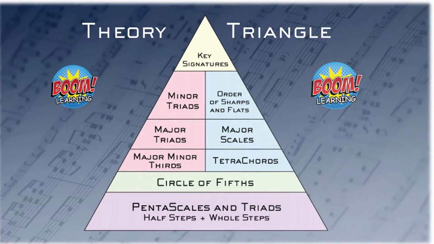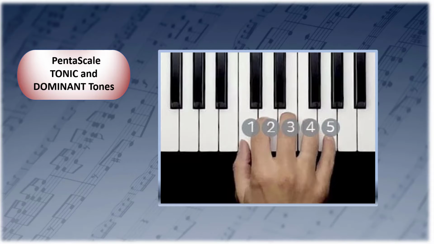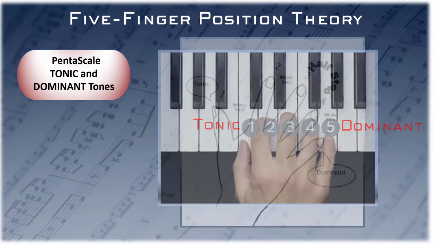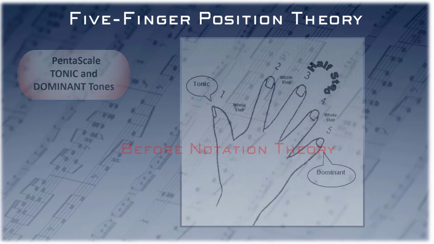What can be taught within the structure of 5 fingers and 5 notes? Let me introduce 5-finger position theory for students of all ages from the beginning. The tonic is the first note and the dominant is the 5th note on the keyboard and also in our pentascale hand. I suggest theory can be taught before reading skills are in place.